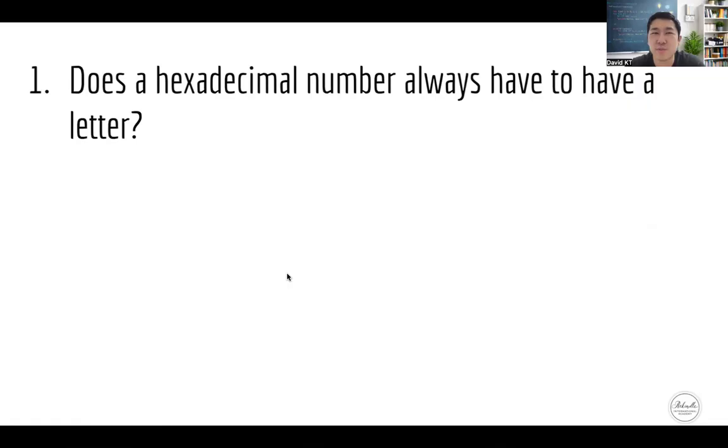Some quick questions for you. Does a hexadecimal number always have to have a letter? No, it doesn't. For example, 11 could be hexadecimal, or A3, which does have a letter, or 72.